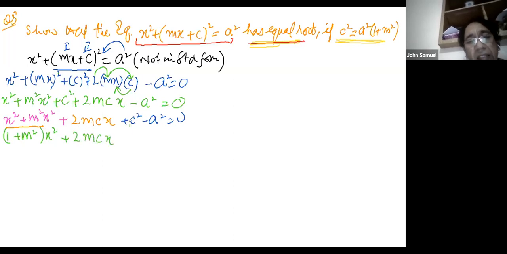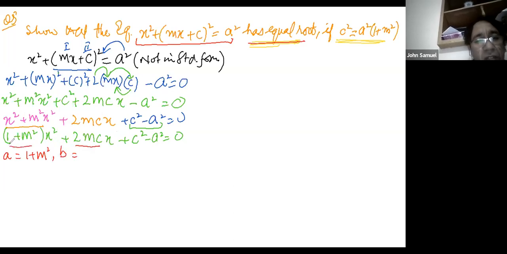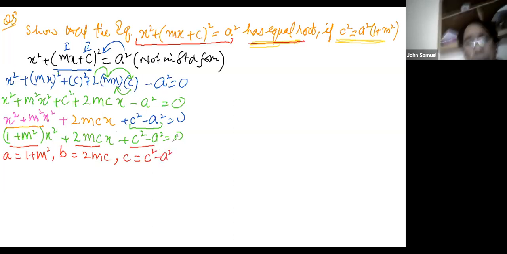Now similarly this is a constant, my dear student, so we can write it as it is, c square minus a square is equal to 0. Then we can write a is equal to 1 plus m square. Now b is what we have? This is a, and this is c we have. b is 2mc. And what is c we have? c is equal to c square minus a square. I do hope you got it.